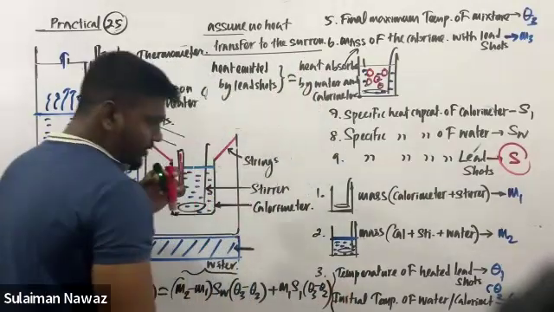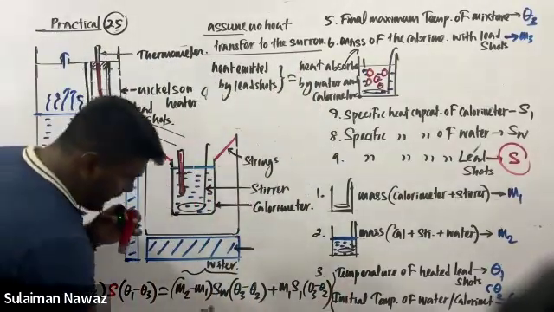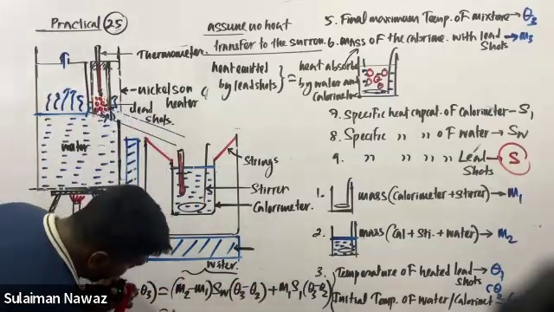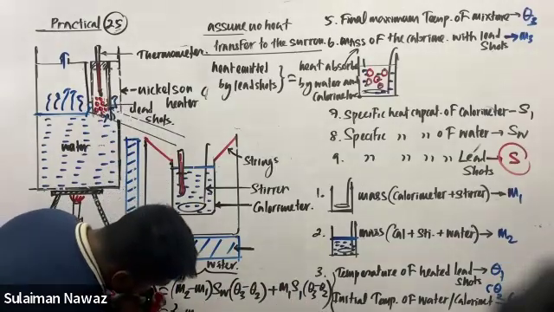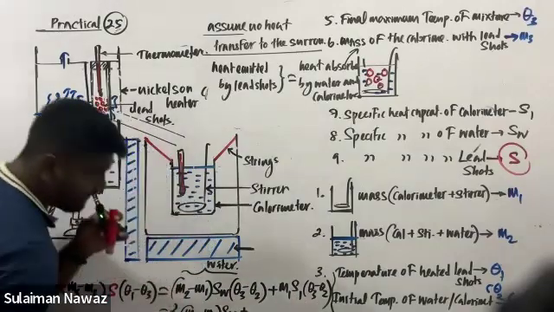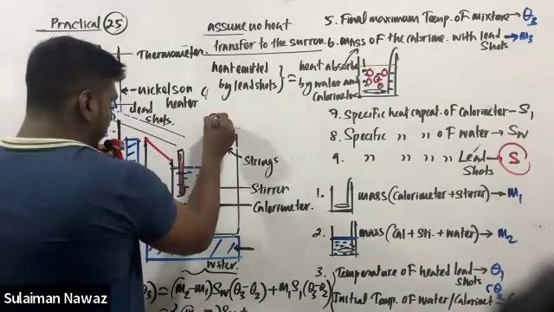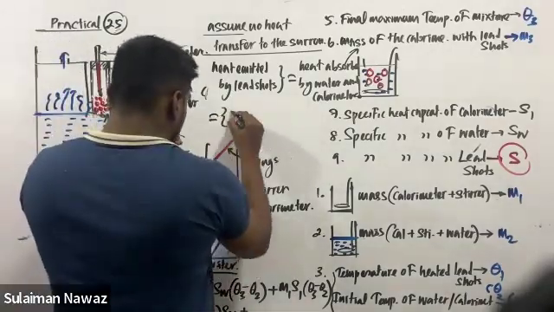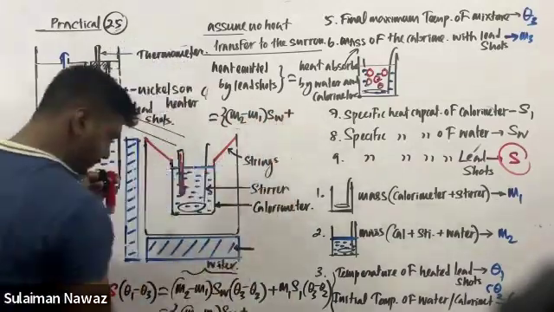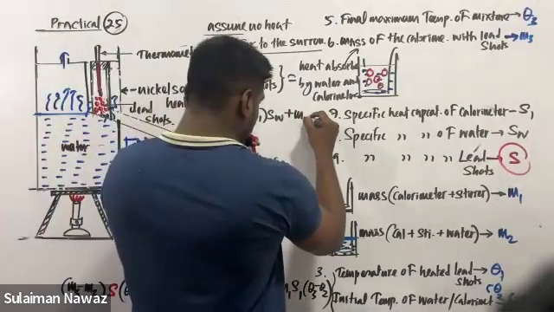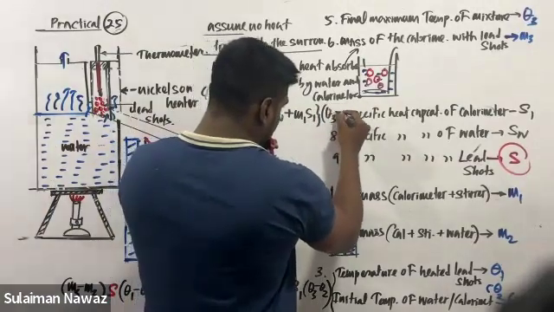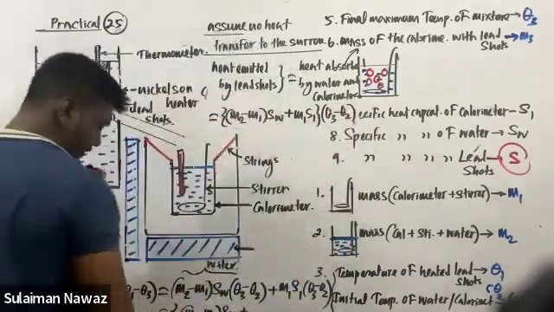This is the equation. What you can do here is take theta 3 minus theta 2 as your common factor. If you take it as a common factor, you can write down M2 minus M1 into SW plus M1 into S1, all multiplied by theta 3 minus theta 2, equal to this.